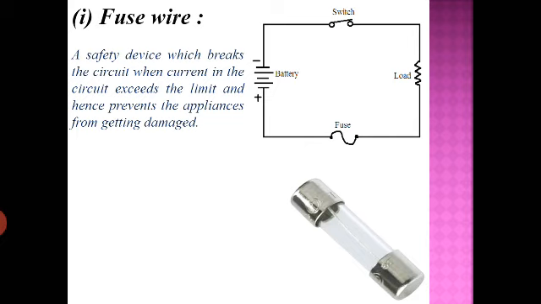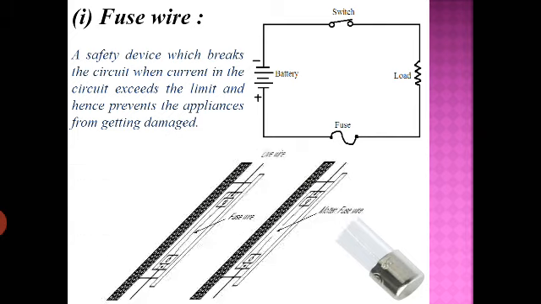So it is a conductor which is basically connected in the circuit in series with the appliance, and it has a low melting point, so that if the current exceeds the limit, then this fuse wire will melt because of the heating effect, and hence it will break the circuit. And once the circuit will break, the appliances will get prevented from getting damaged.